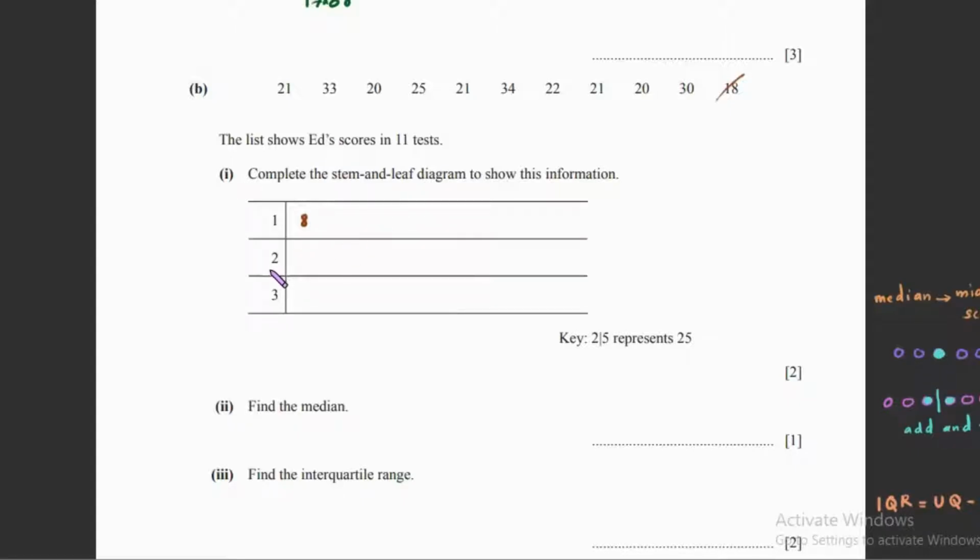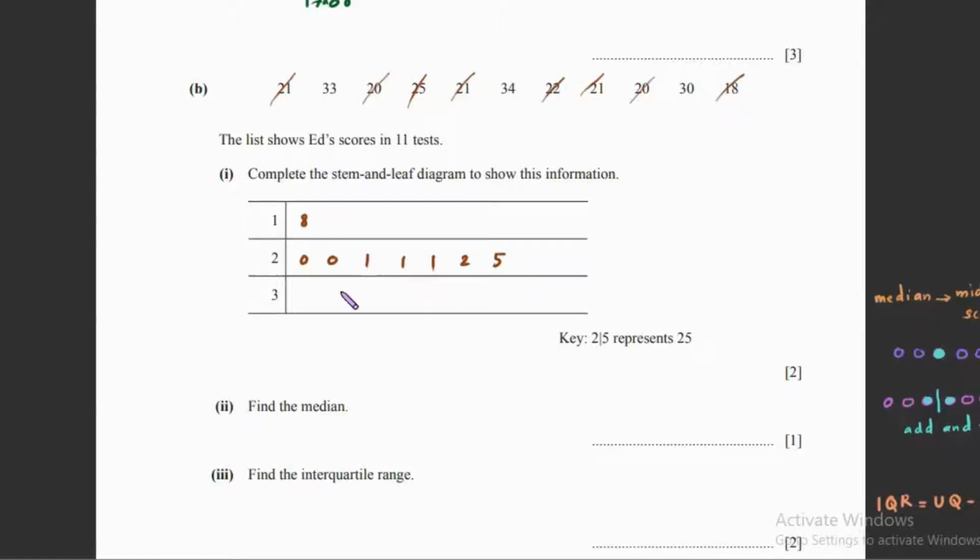Now when we move on to the 20s, we have 2 20s. So I'm going to write 2 zeros, and I have 3 21s. So 1 1 1, and then I have 1 22, and then I have a 5, which is 25.